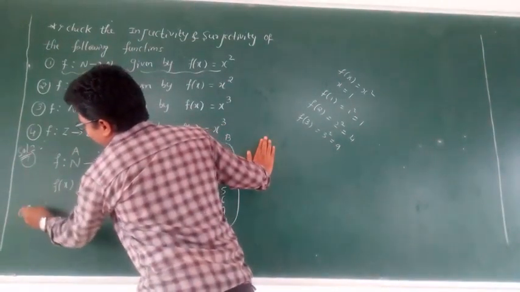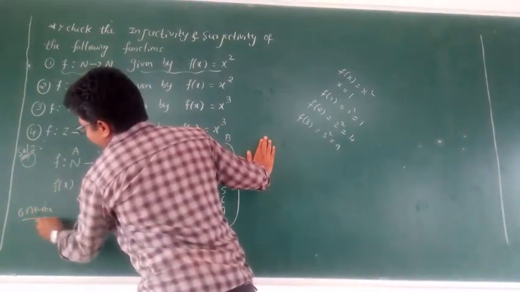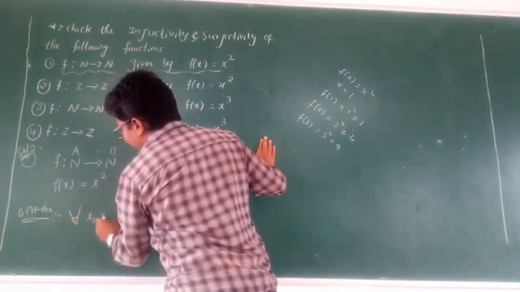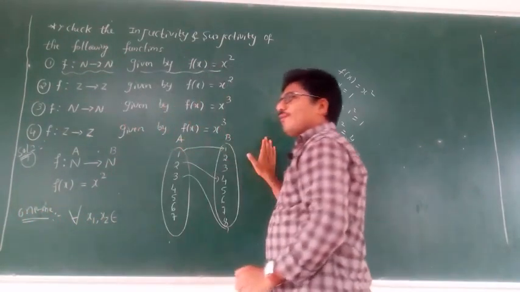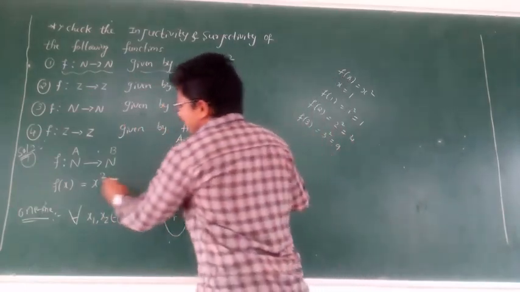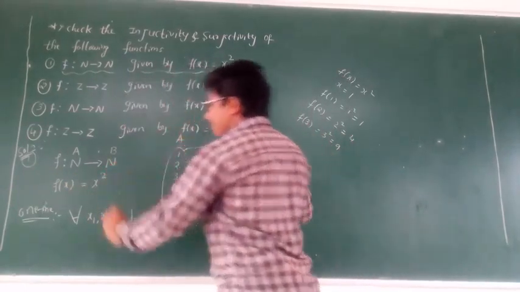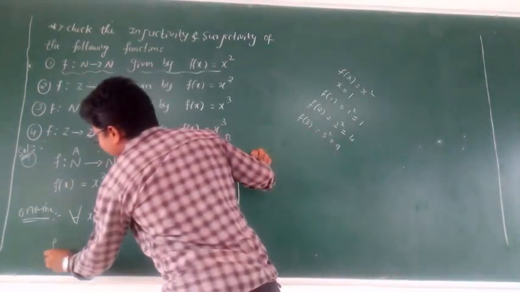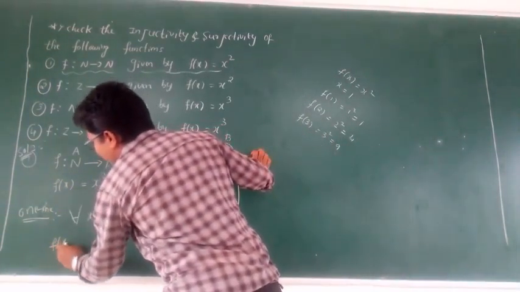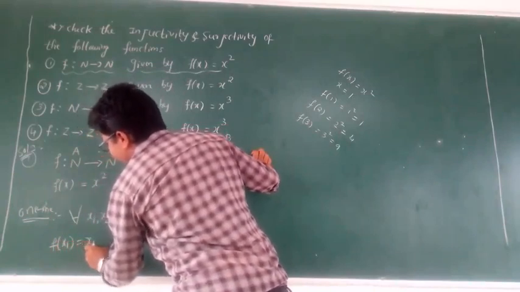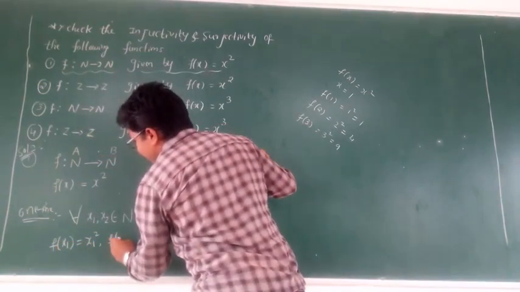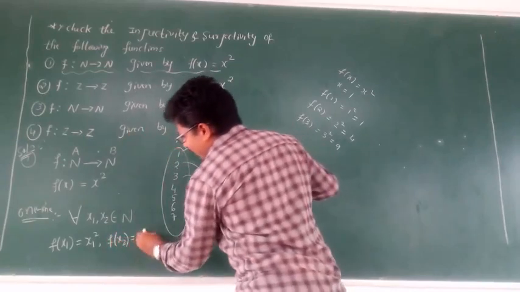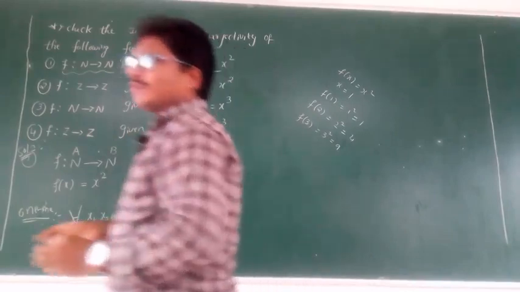How do you prove one-one? For all x1 and x2 belonging to the first set, which is the natural number set, in the place of x we fill x1, which means x1 whole square, and in the place of x again we fill x2, which means x2 whole square.